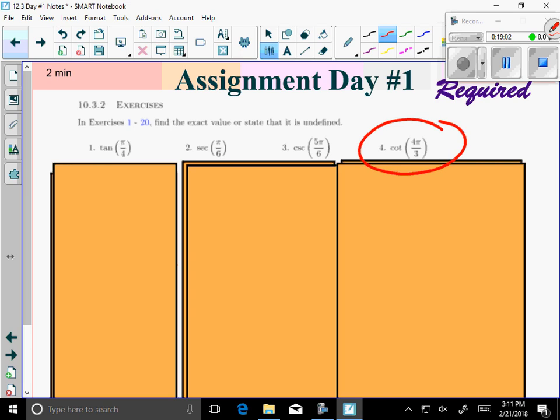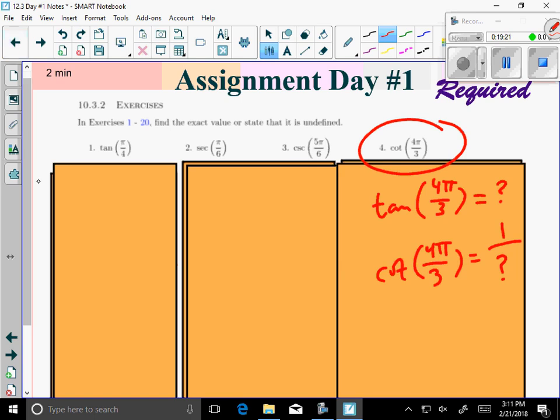Okay, so what I would do is I'd find the tangent of 4 pi over 3. And then once I get that value, I know that the cotangent of 4 pi over 3 equals 1 over whatever I got for the tangent of 4 pi over 3. So let's sketch that out in the unit circle and just see what it looks like.